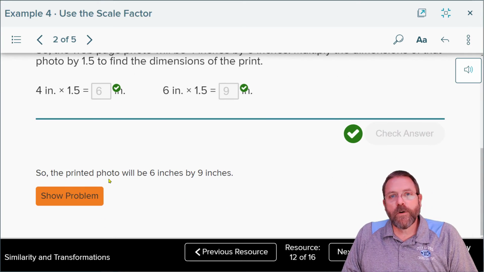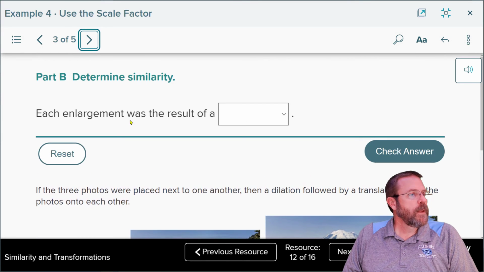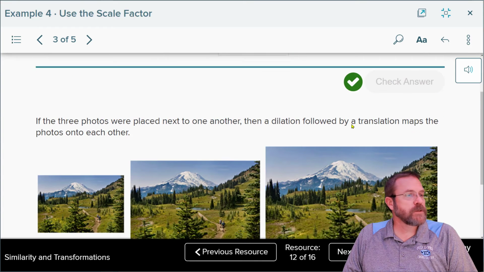So the photo that he's going to print is going to end up being 6 by 9 inches. What else do they want us to do with this? Now, we'll determine similarity. Each enlargement is going to be the result of a dilation. Check the answer. That's checked.